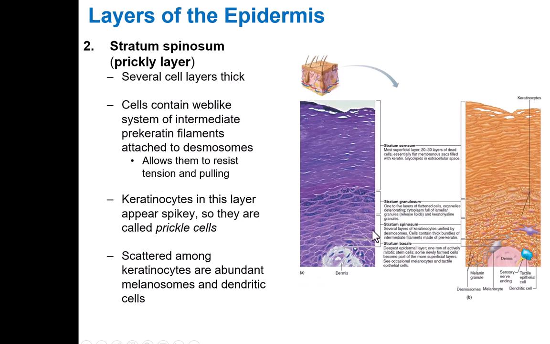So the strata above that is the stratum spinosum, or the prickly layer. And depending on the image or the model that you're using, you may or may not be able to distinguish among all of these different strata. So this is a good picture to use. Again, these cells are close enough to the underlying blood supply of the dermis that they're still living cells, but they're older than the ones from the stratum basale. They're getting pushed up toward the top.